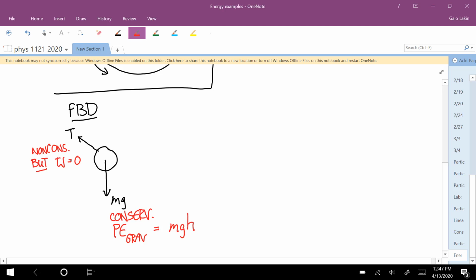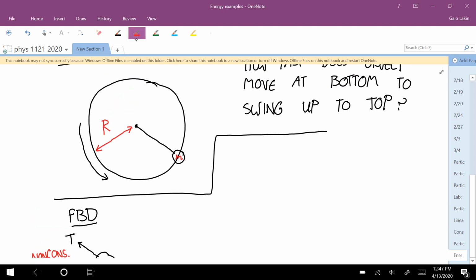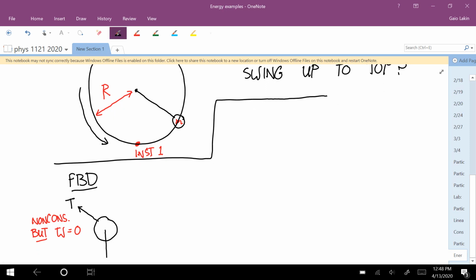And so now all we have to do is set up two separate instants and calculate the potential energy, calculate the kinetic energy, and the sums will be the same at those two instants. Okay, so I'm going to call this instant 1 down at the bottom, and this instant 2 at the top. And I'm going to just set it up as a little table.